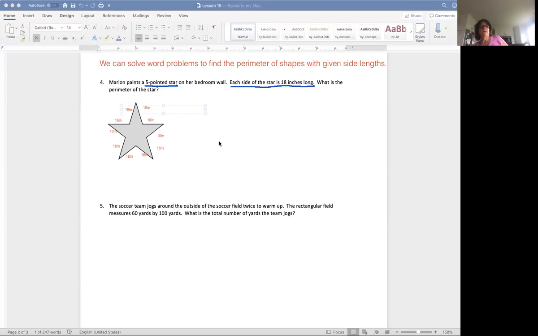Okay. So count those lengths. How many sides does this star have? Well, let's count how many times we wrote 18. 1, 2, 3, 4, 5, 6, 7, 8, 9, 10. We wrote 10 times. Boys and girls, I always try to start at the same point, the top of a shape, and count clockwise to get the number of sides. It's a good habit to always start in the same spot.